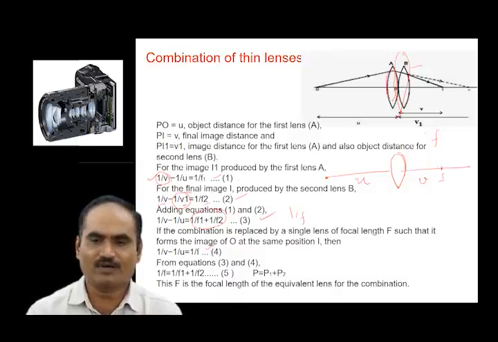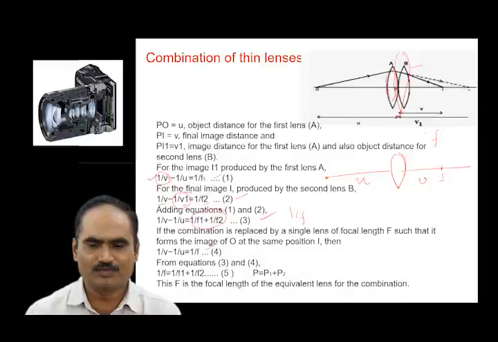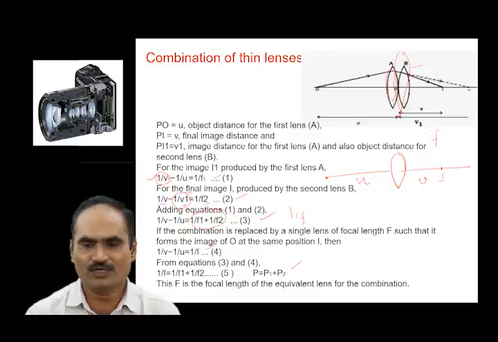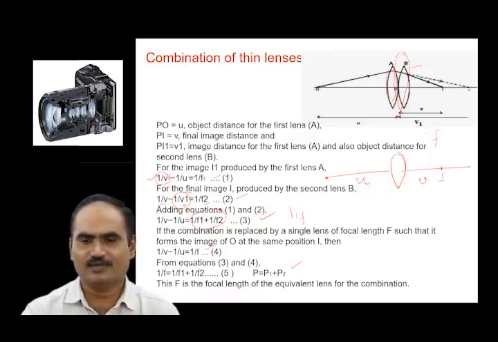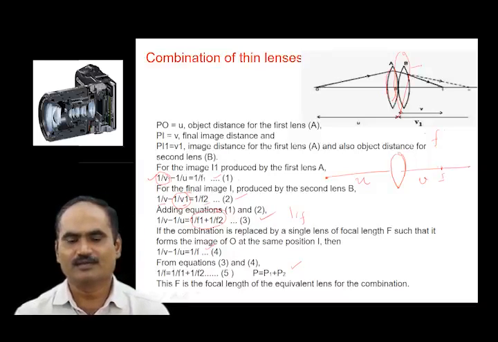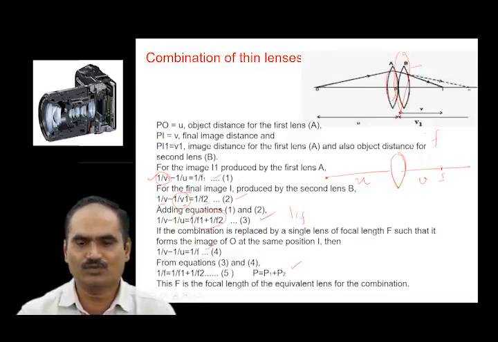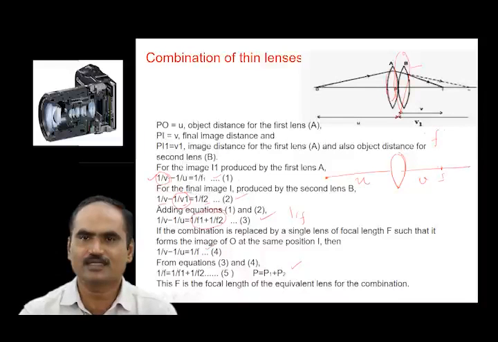Even in terms of power you can write this. The effective power of a combination of two lenses can be written as P is equal to P1 plus P2, where P1 and P2 are the powers of the individual lenses. In the same way, if you have n number of lenses, then the effective power can be written as P is equal to P1 plus P2 plus P3 and so on up to Pn.